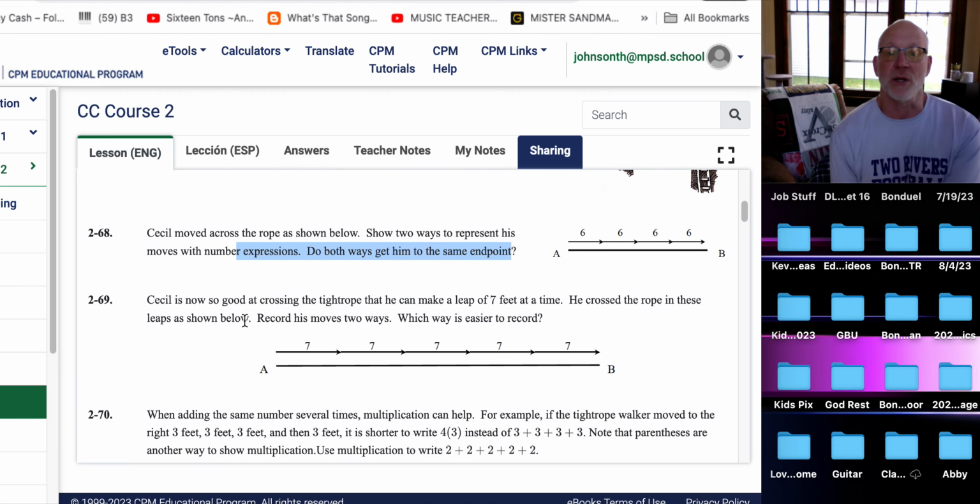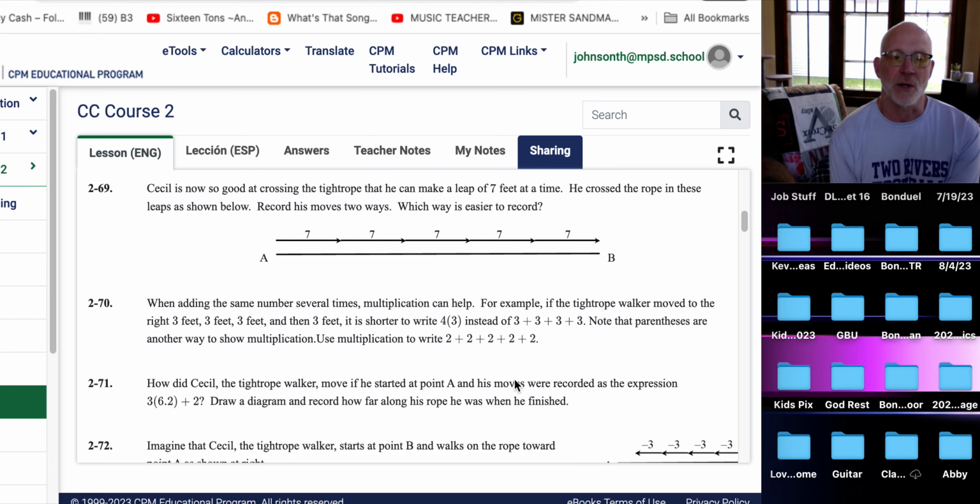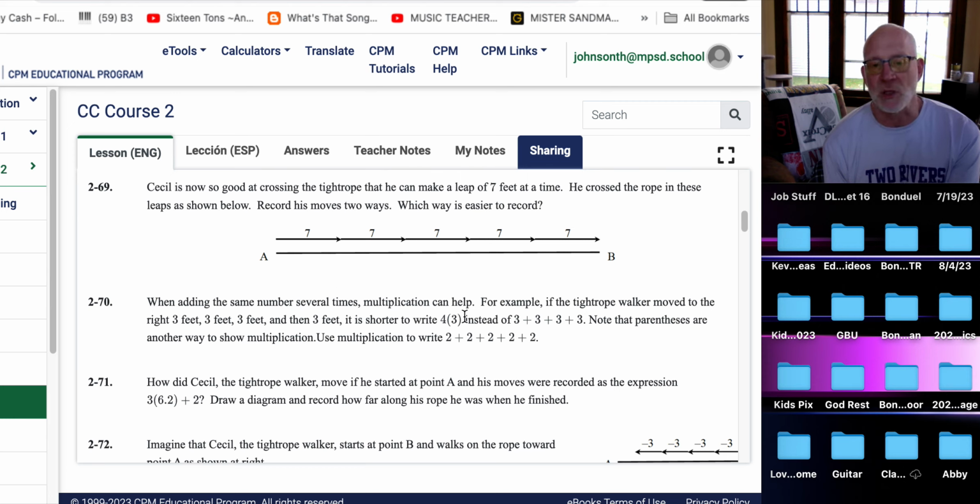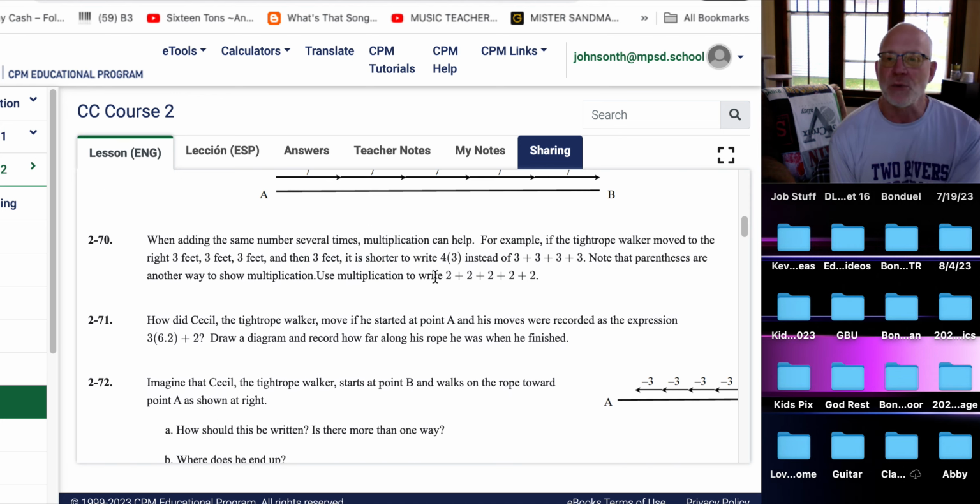Cecil is now so good at crossing the tightrope, he can make leaps of 7 feet at a time. He crossed the rope in these leaps as shown. Record his move in 2 ways. What is easier to record? When adding the same number several times, multiplication can help. See where we're going here, friends? It might be easier, instead of writing 3 feet plus 3 feet plus 3 feet plus 3 feet, to write 4 times 3 feet. How would you write 2 plus 2 plus 2 plus 2 plus 2?